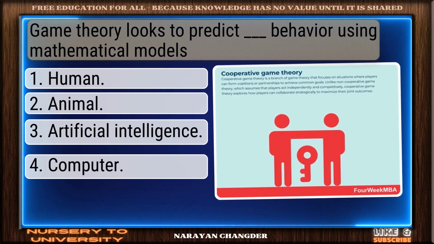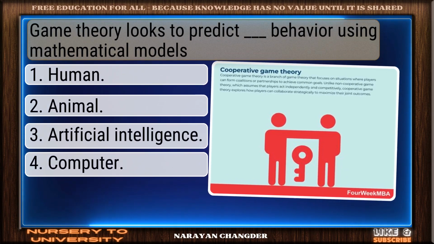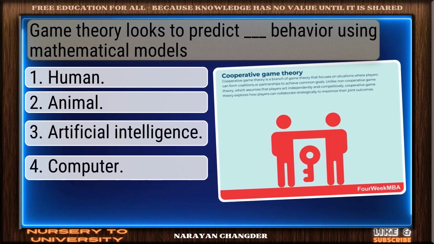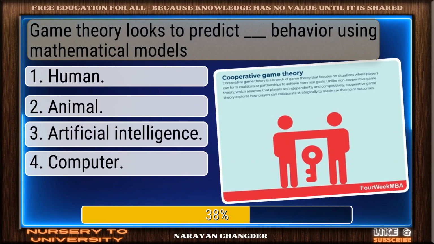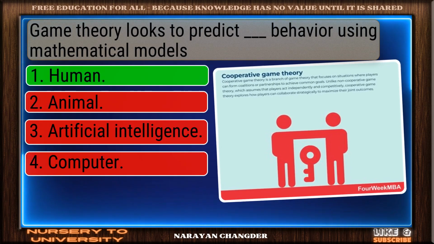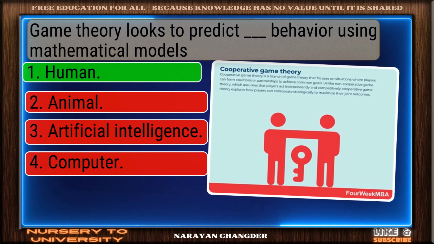Game theory looks to predict ___ behavior using mathematical models. Well done. Human is the right choice.